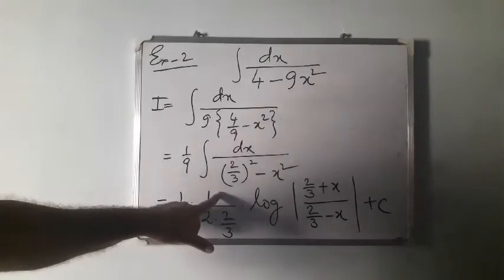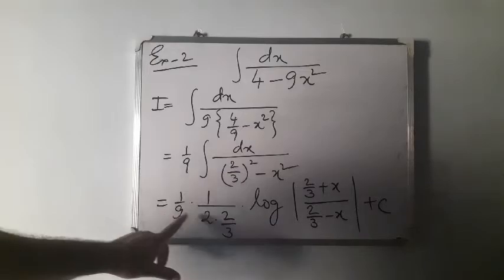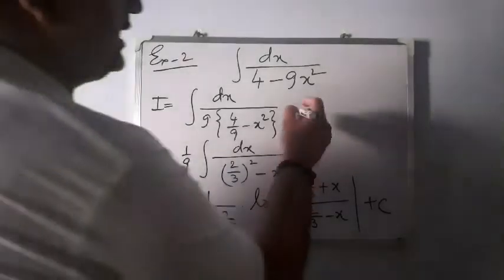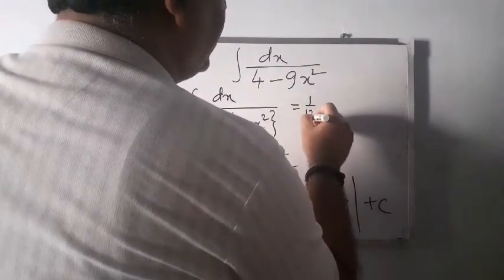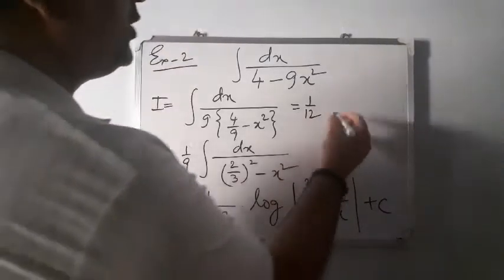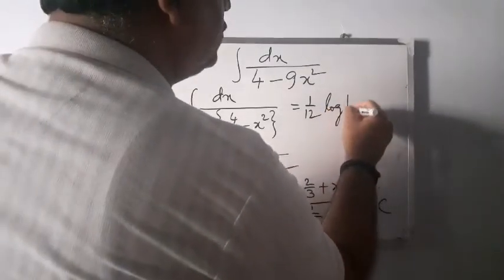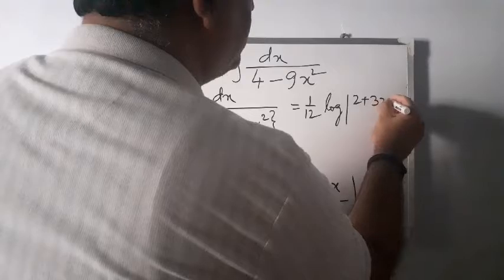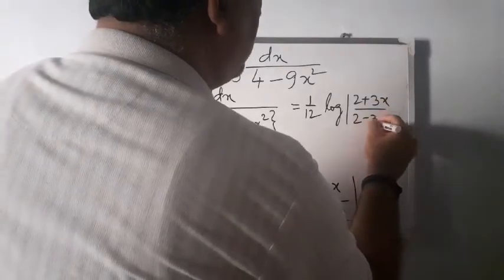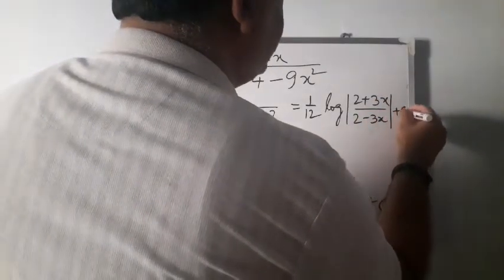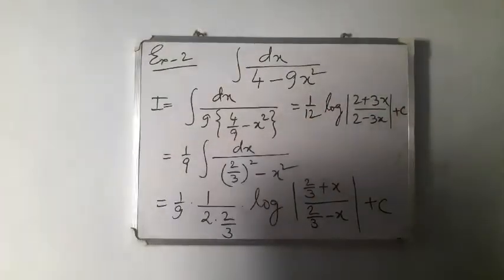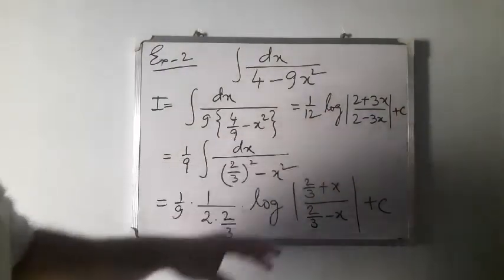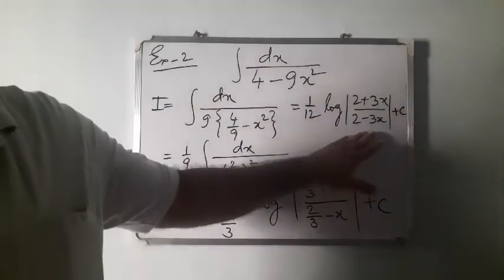This 3 comes in the numerator. 3 3s are 9, 3 into 4, that is 12. So finally you will get 1 by 12. And if you take LCM here, you will get log mod 2 plus 3x by 2 minus 3x mod closed, and then plus c. So this will be your answer. So you have to simplify the result up to this state.